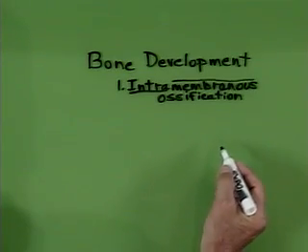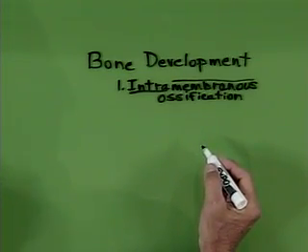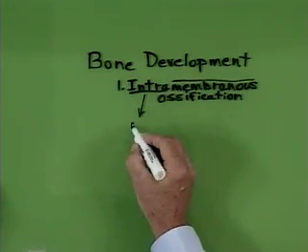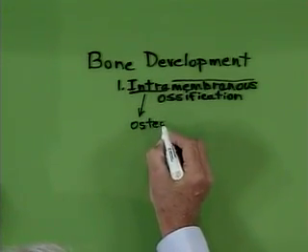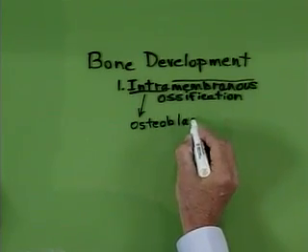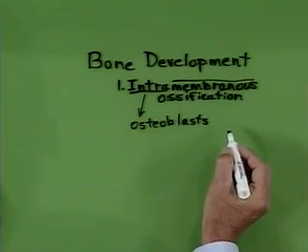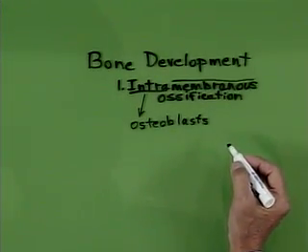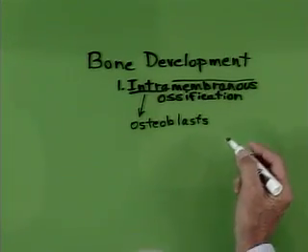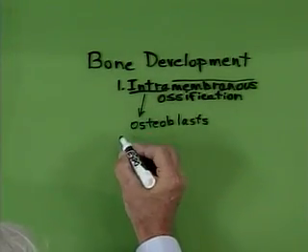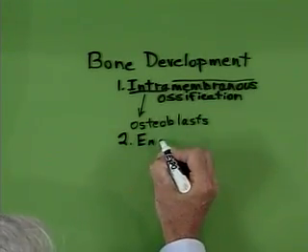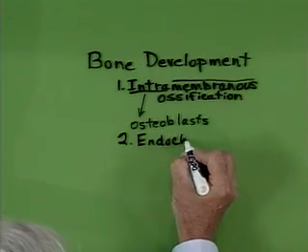What actually happens is that there are some primitive mesenchymal or stem cell type of cells that develop into osteoblasts. And then the osteoblasts begin forming bone tissue. It's kind of a one-step process. Form osteoblasts, and then the osteoblasts form bone tissue. The other form of bone tissue development is called endochondral ossification.